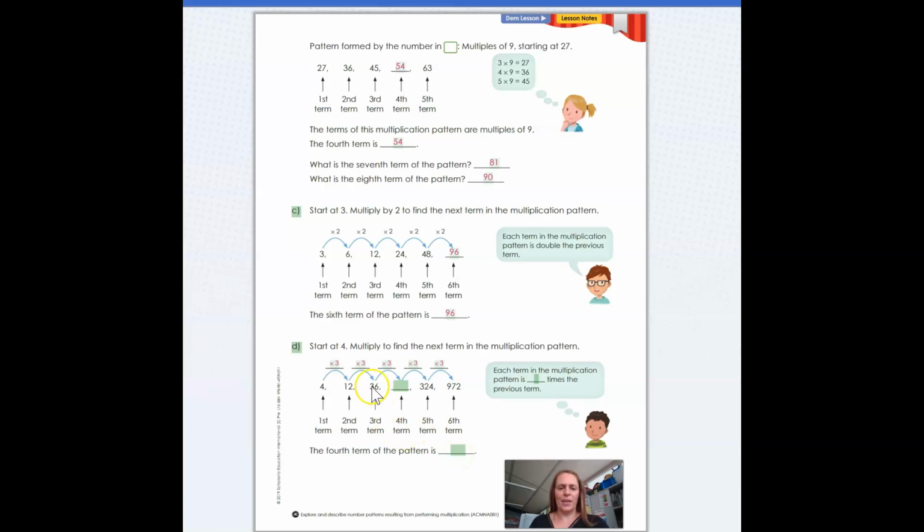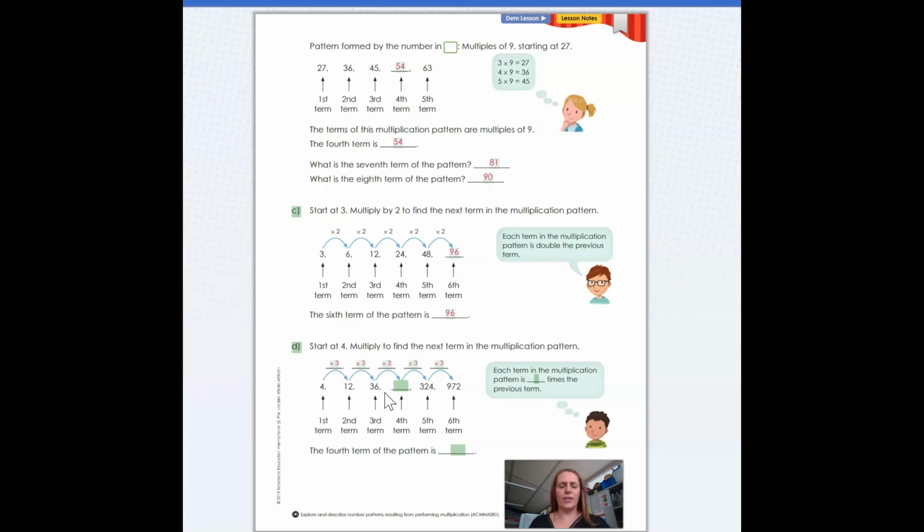Let's have a look. 36 times 3. Now we can do this two ways. We can do 36 plus 36 plus 36 equals. We can do 6 times 3 and 30 times 3. These are different strategies of multiplication. Or we can do the 36 times 3 strategy that you learned a few days ago. So I'm doing mental maths here.